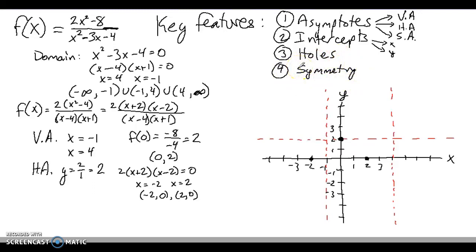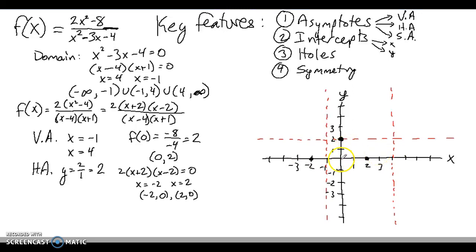I left symmetry as an afterthought, but the nice thing is, based on where our asymptotes are already drawn, we can say this is not symmetric. Our choices are even or odd. If it's even, it's symmetric about the y-axis, which means these asymptotes should be the same distance from the y-axis. They are not. It's not even.